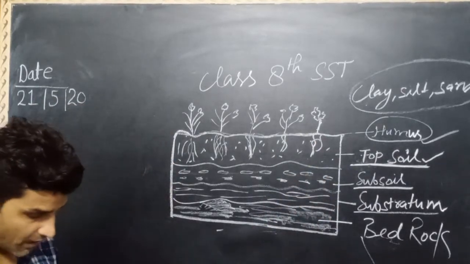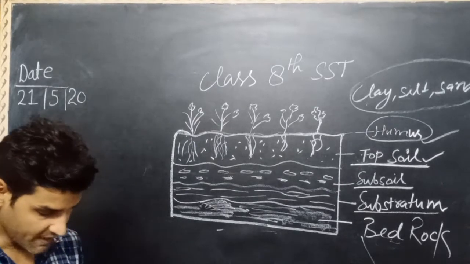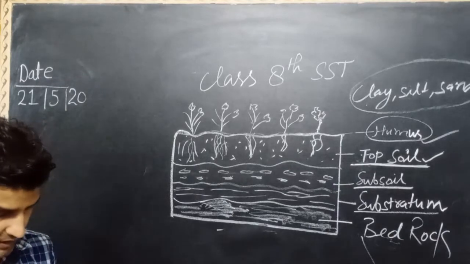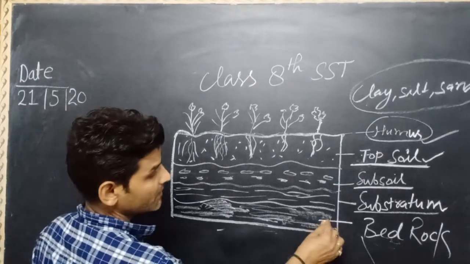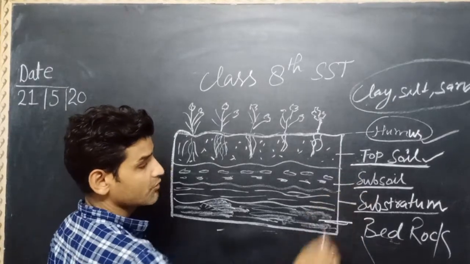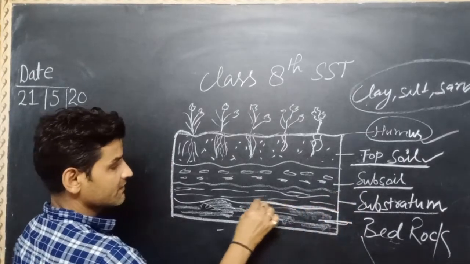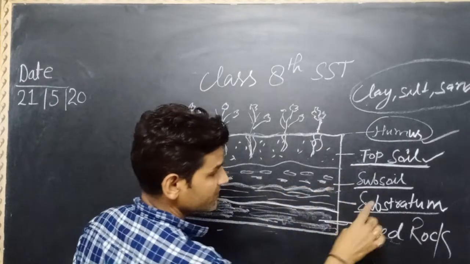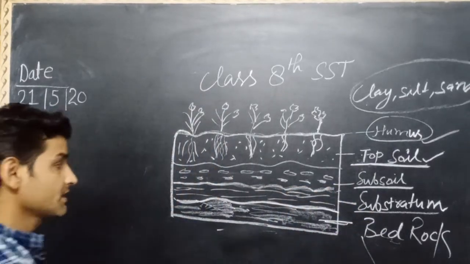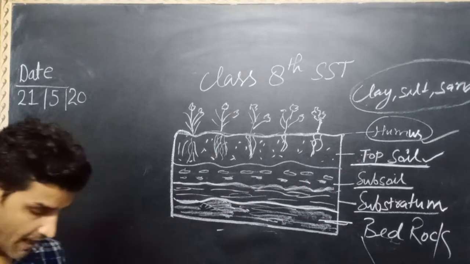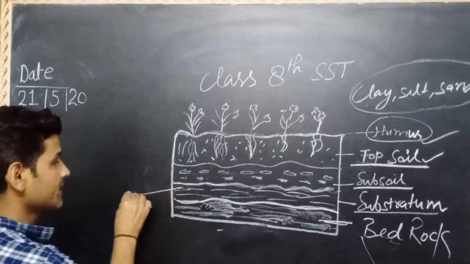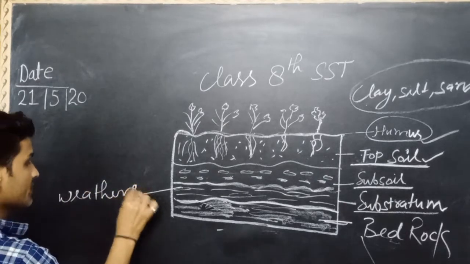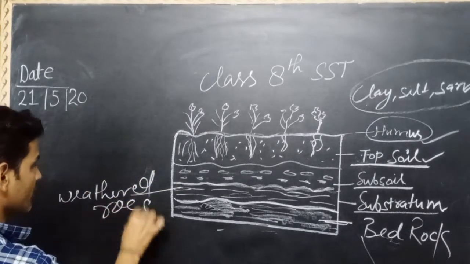Now substratum. This layer lies between the subsoil and the parent bedrock. It consists of weathered rock. Means above the bedrock and below the subsoil, this area is called substratum. In this area we have weathered rock.